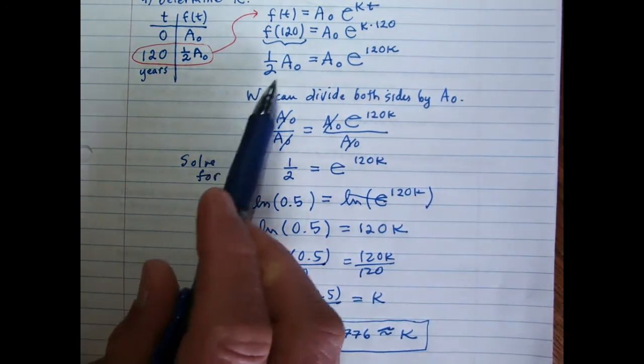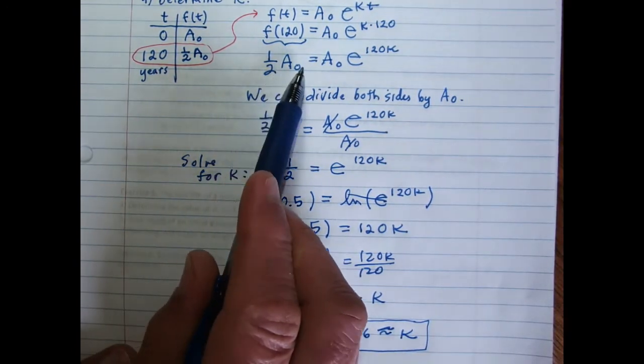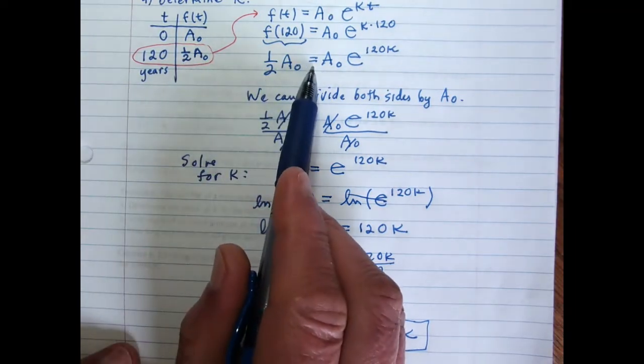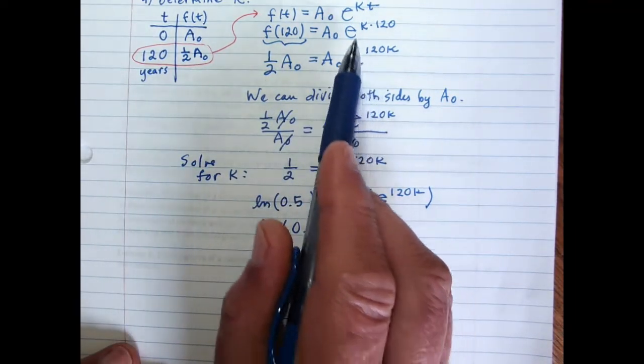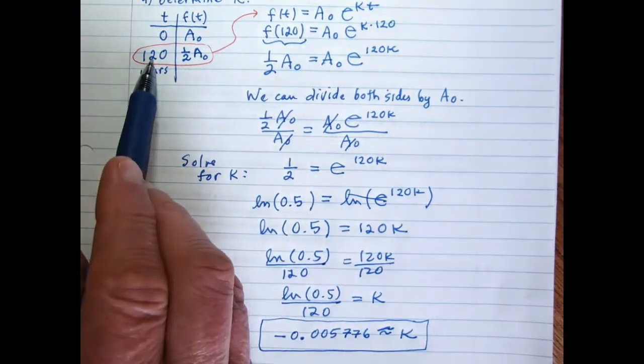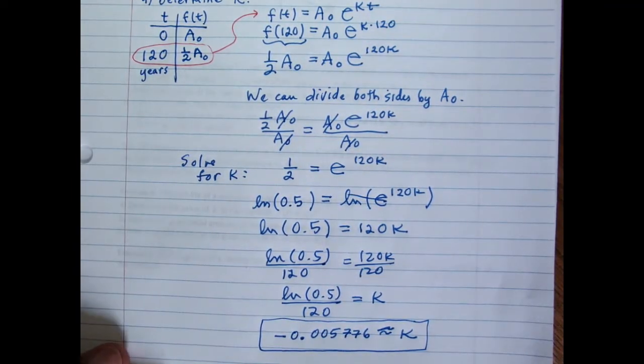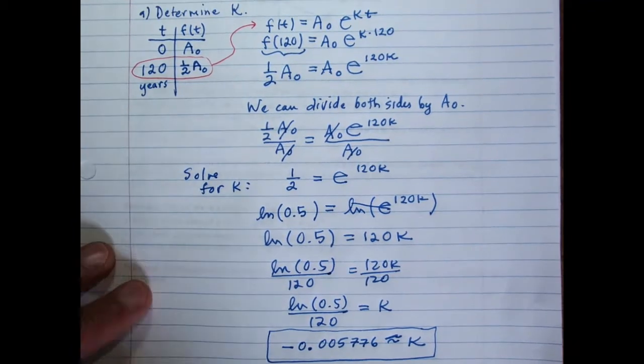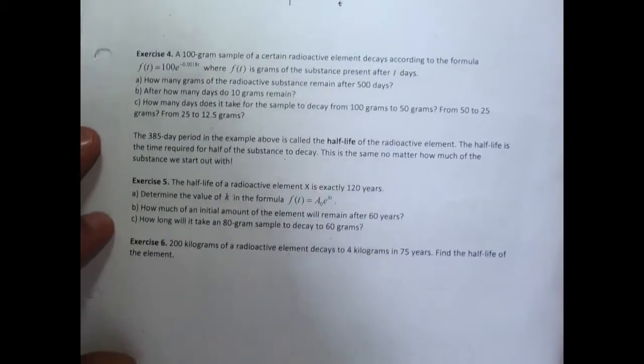So we use this little trick of the 1/2 a0 as an output value for the function equals the function with 120, the half-life, plugged in for t. And that allowed us to solve for k. All right, now let's go on to the next part of that same problem, problem 5.